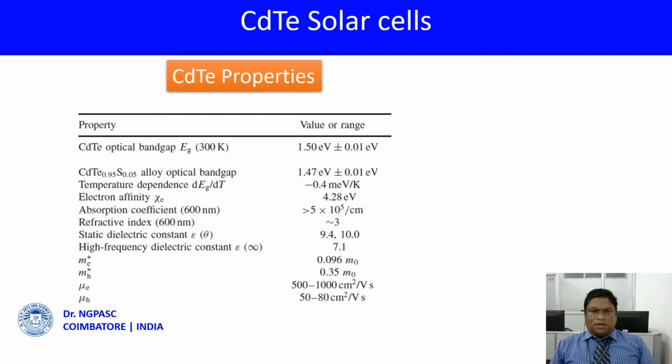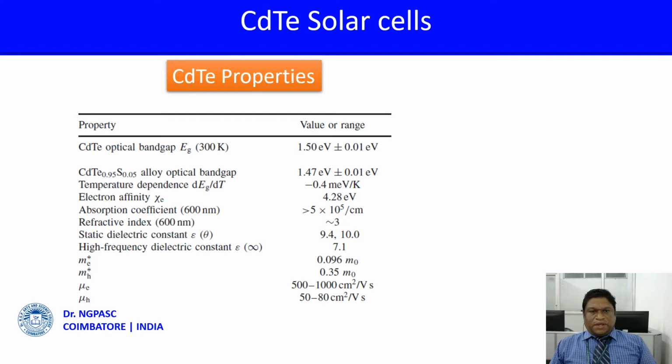This shows the properties of cadmium telluride material. It has an optical band gap of 1.5 electron volts at room temperature, and you can additionally add some sulfur to modify the band gap value. Here it is modified by adding 0.05, which means 5% sulfur added to the cadmium telluride. So here it is changed to 1.47 electron volts.